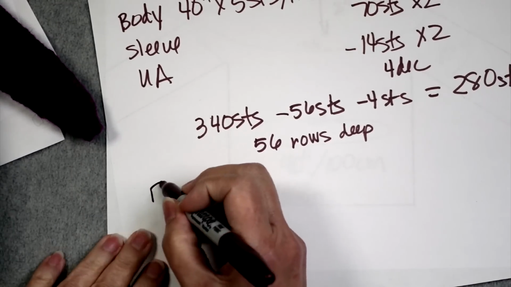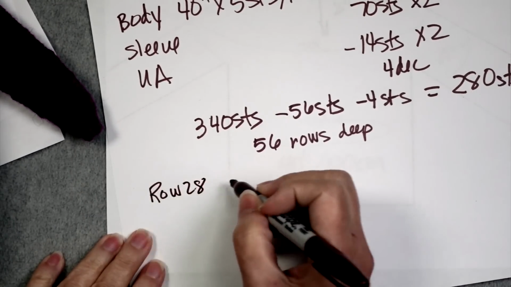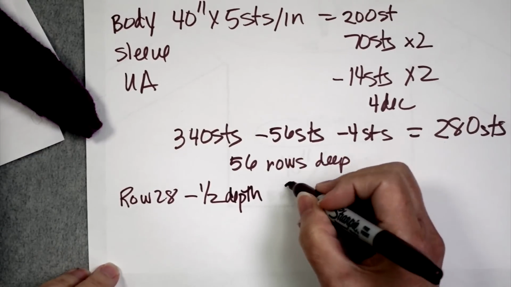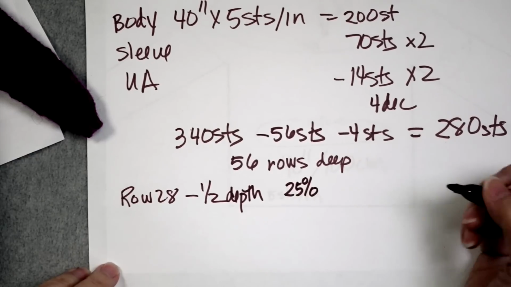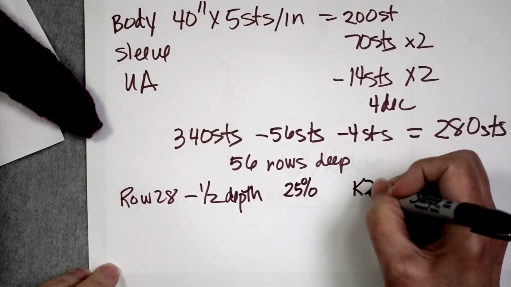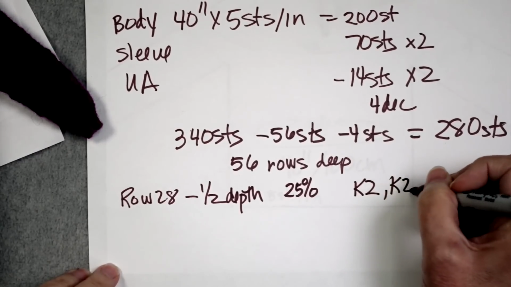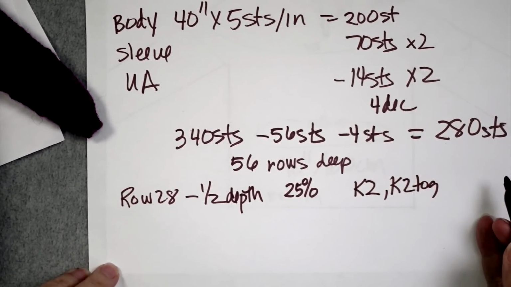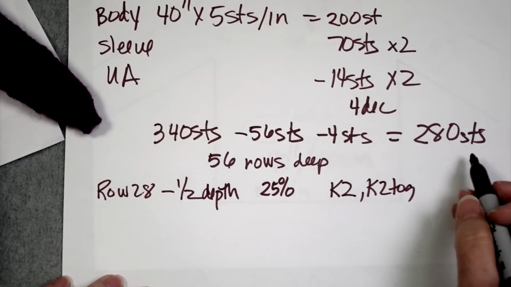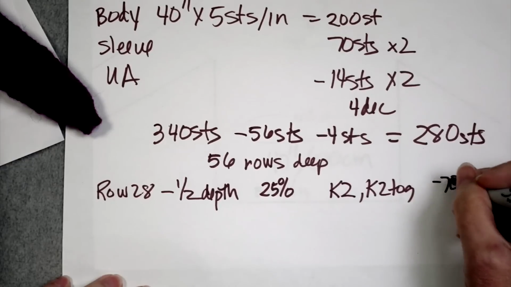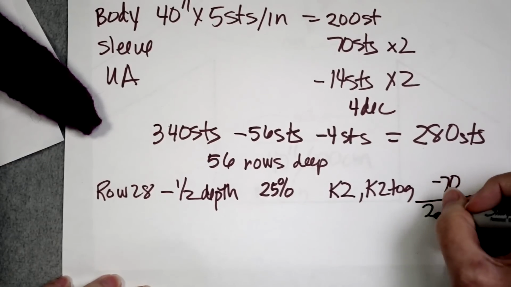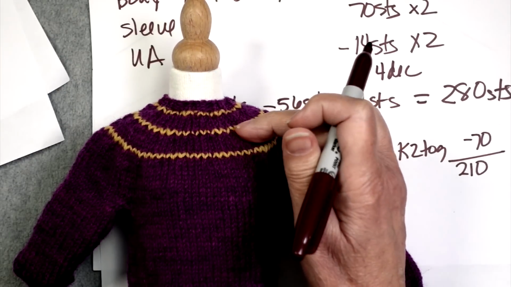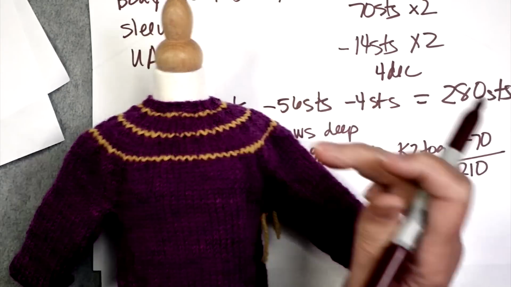So that means on row 28, which is half the depth of the yoke, we're going to eliminate 25% of the stitches. And we do that by working a knit two together. So there were 4 stitches and we've eliminated one of them. And in this case, that's going to be 70 stitches. And so now we're going to have 210 remaining. This first row was at the halfway point. The second one is at the 3/4 point.